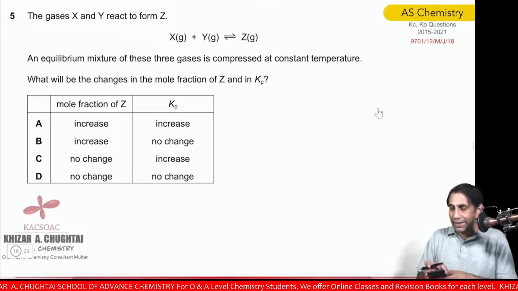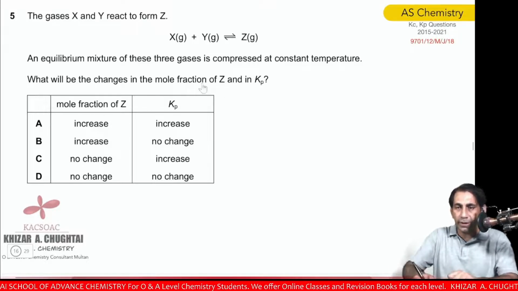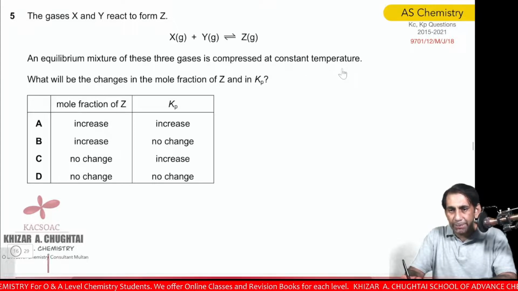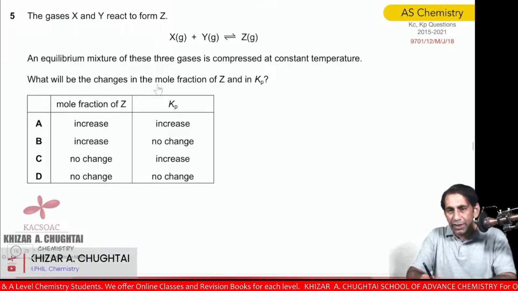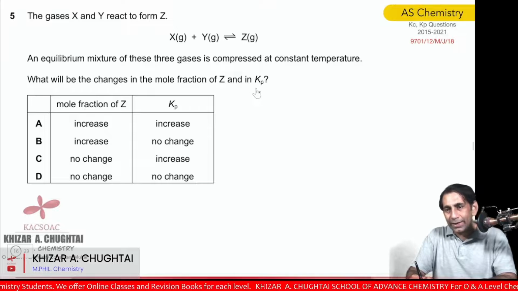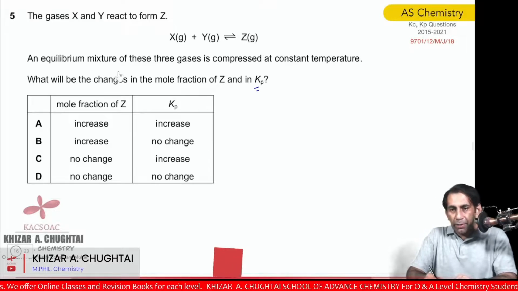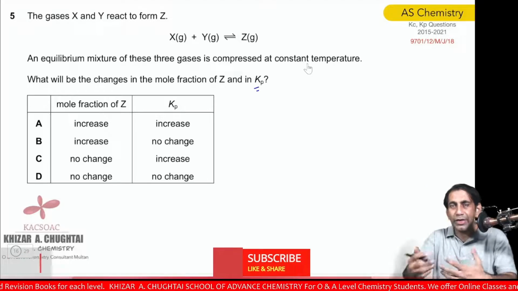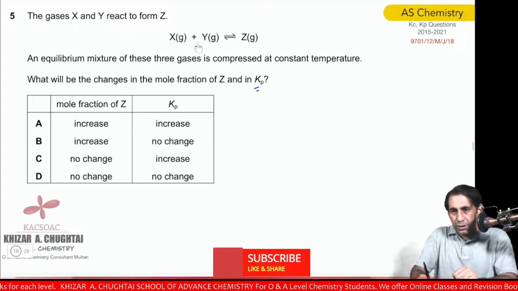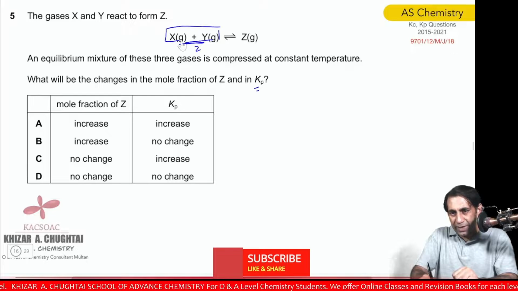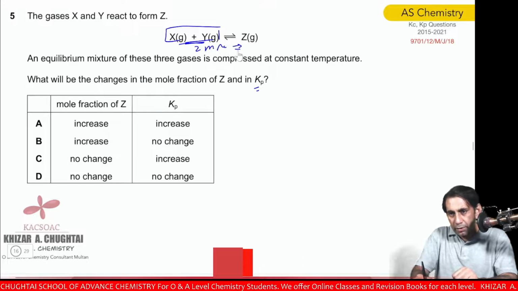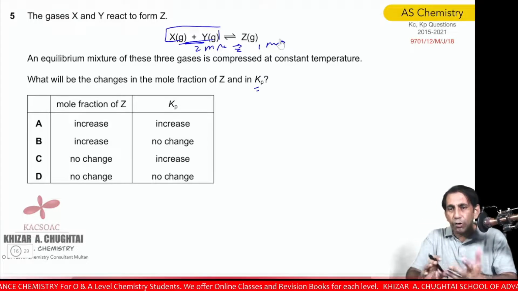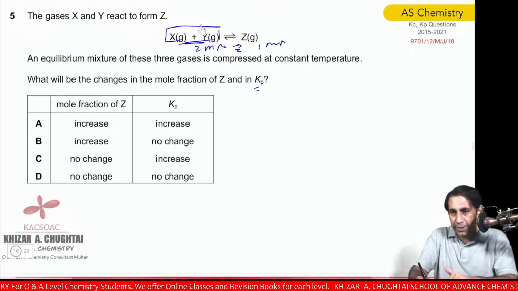The next question: gases X and Y react to form Z. An equilibrium mixture of these 3 gases is compressed at constant temperature. What will be the change in the mole fraction of Z and in Kp? Equilibrium mixture of these gases is compressed. Compression means we are going to increase the pressure. The overall total number of moles on the left hand side is equal to 2 moles. Here the mole is equal to 1 mole. So by increasing the pressure, equilibrium will shift towards the right hand side.